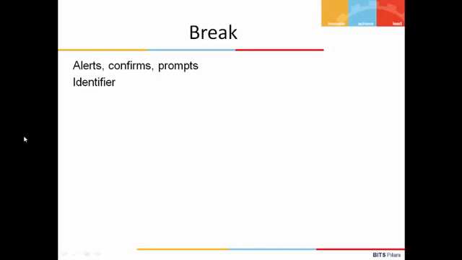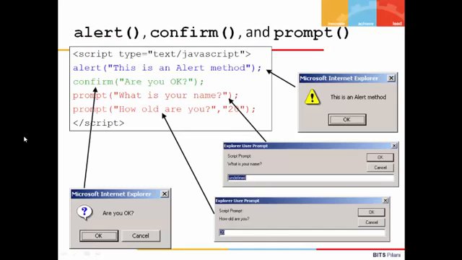As I mentioned, we are going to look into alerts, confirms, prompts, identifiers, and the other data types, and how to make use of them in this session. So what is an alert? As you see over here, in the script we have defined an alert method or function, confirm, prompt, and so on and so forth. And as you can see, there are different outputs of this. So I'll quickly switch to the browser and demonstrate how these things actually work.